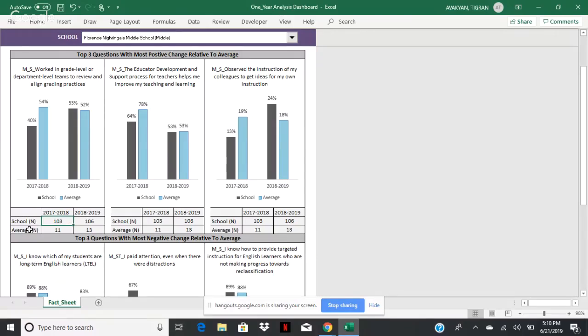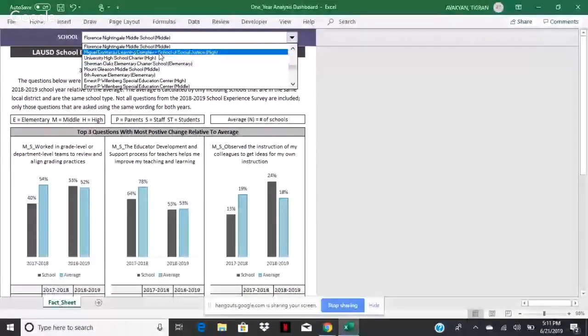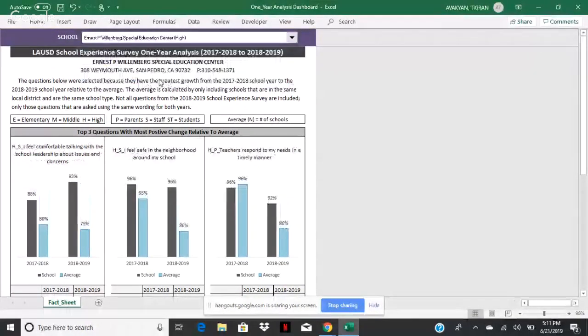On the bottom, average N is the number of schools that were considered in that average. So for this average, 11 schools were considered. To be considered, they have to be within the same local district and the same school type. You can click on the drop down and we can choose a different school.